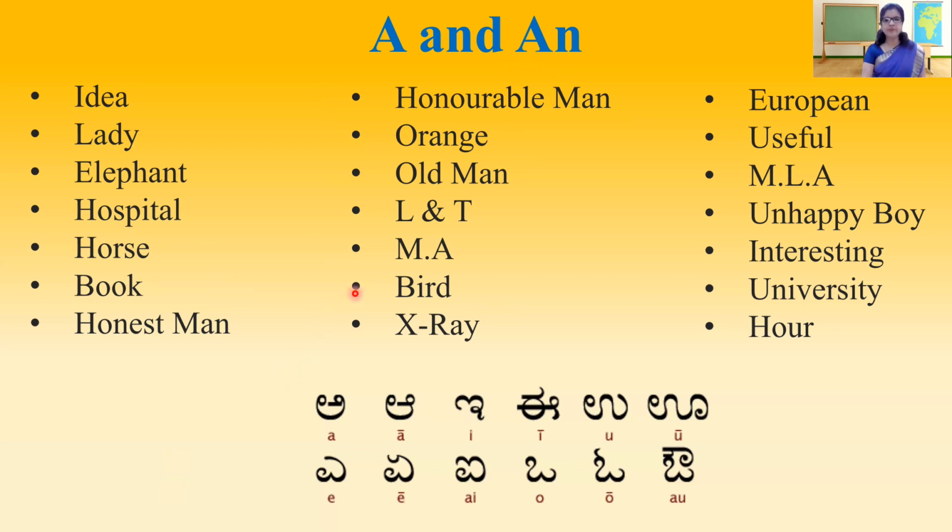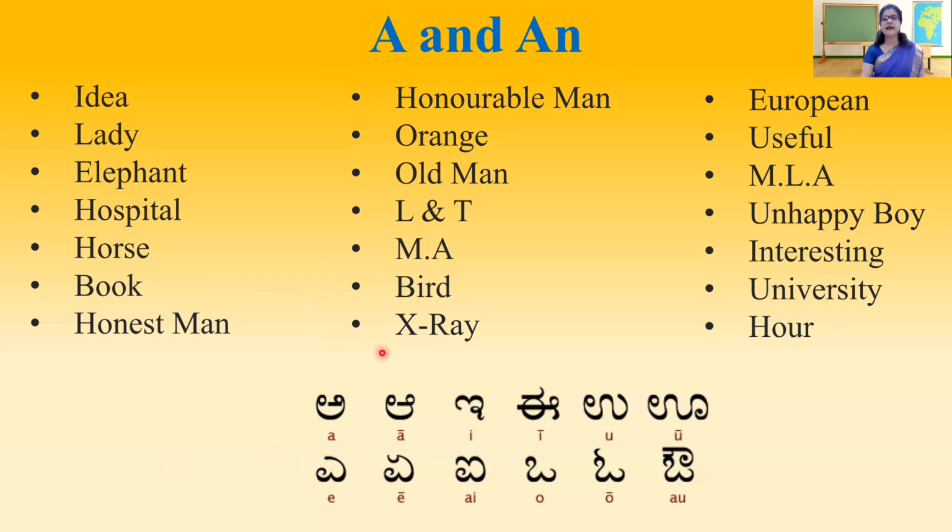The same way, MA. We are pronouncing A, M. So he is an MA graduate. You are not supposed to write a. He is a MA graduate is completely wrong. Okay, he is an MA graduate. So bird, B is a consonant letter and it gives you consonant sound. So it is a bird.